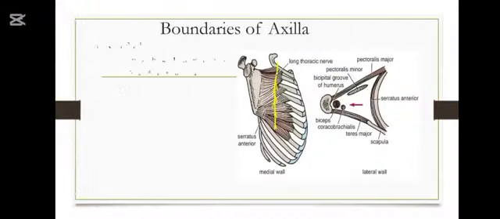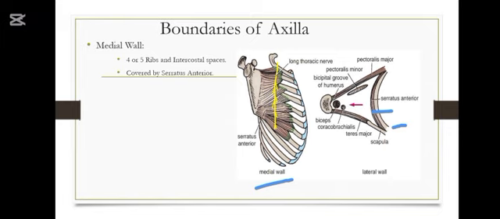Now the medial and the lateral wall. In the medial wall, 4 to 5 ribs and the intercostal spaces are present, which are covered by the serratus anterior muscle. In this diagram, you can easily differentiate the serratus anterior muscle, and on the medial side are the ribs and the intercostal spaces. In this diagram, you can also see that the medial side contains 4 to 5 ribs and is covered by the serratus anterior muscle.